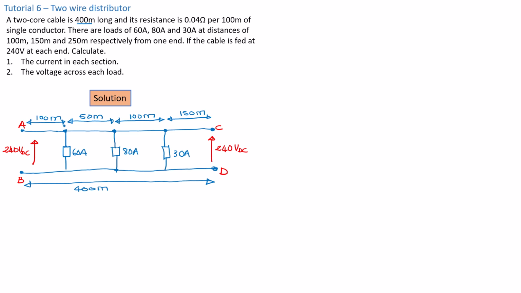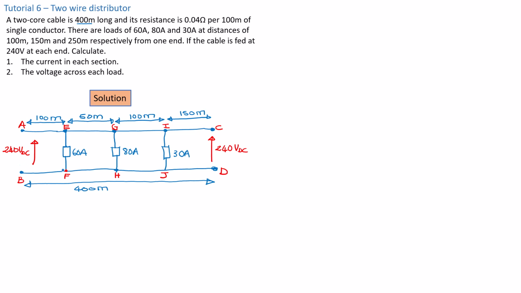So we can say this is node E, and this is going to be node F. Then this is going to be node G, this is node H, and this is node I, and the last node here is going to be node J. Now before we can start finding the current in each section of the circuit, we first need to know our unknown current.